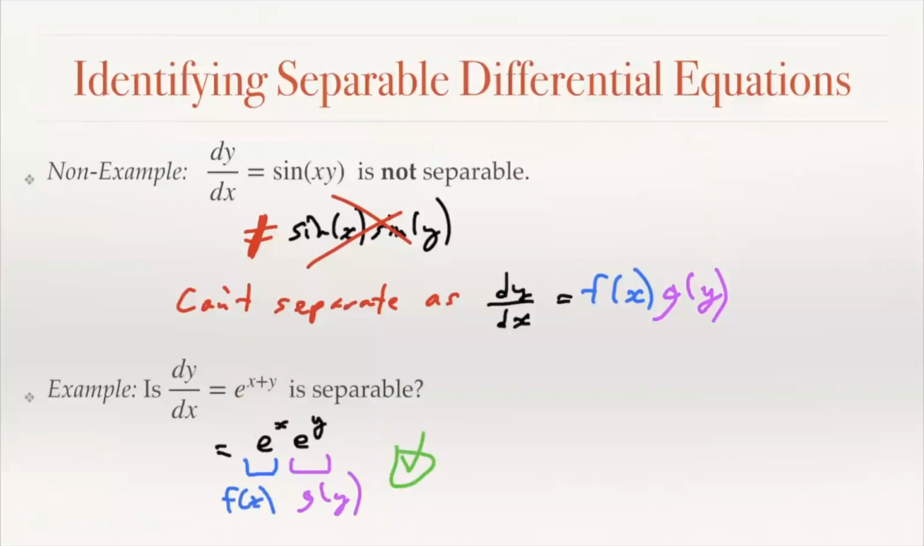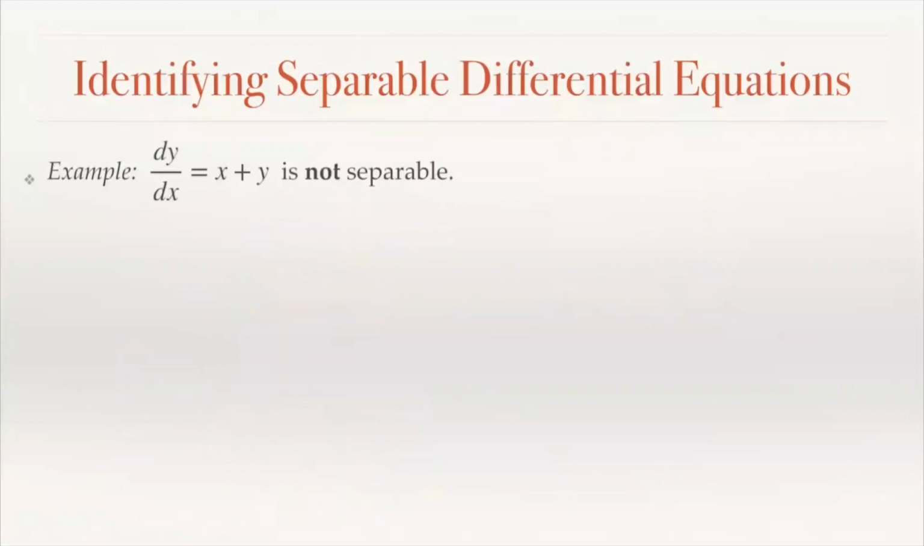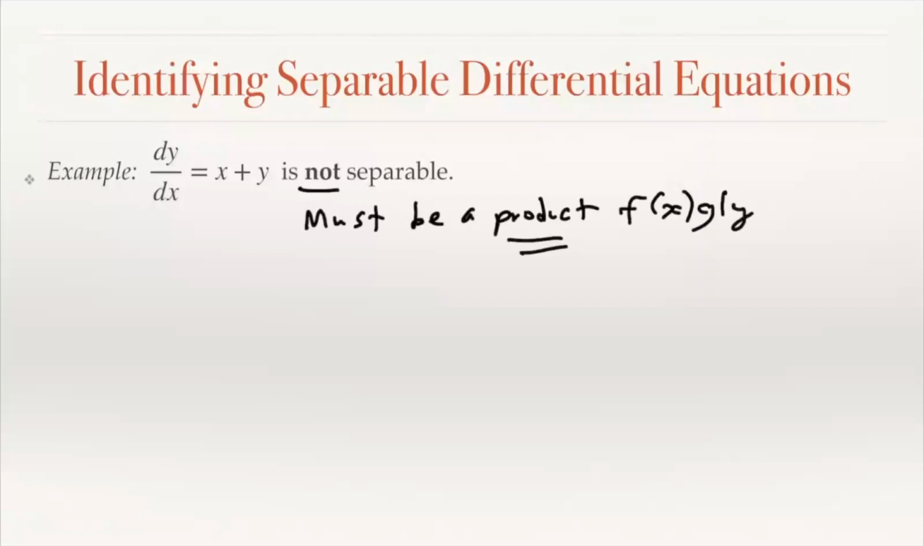And I should clarify, if we can rearrange it into a separable or separate form, then the original is called separable. And for a differential equation to be separable, it needs to be a product of two functions, one of which is of x only, one of which is of y only. So this looks separated. It's separated by a plus, but that is not separable because for it to be a separable equation, it must be a product, f of x times g of y, not a sum.